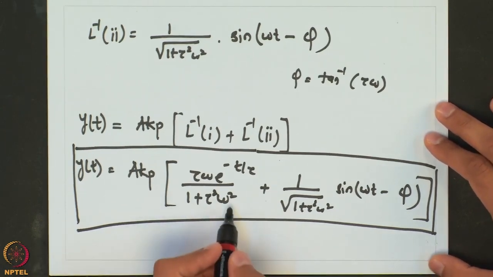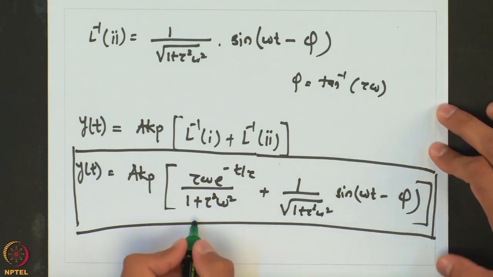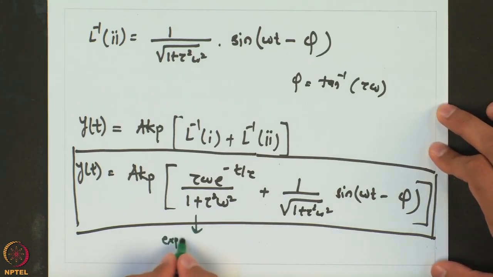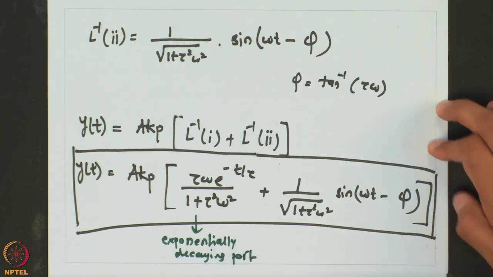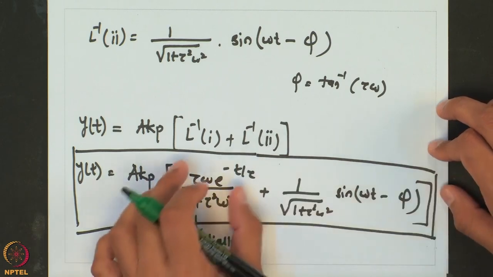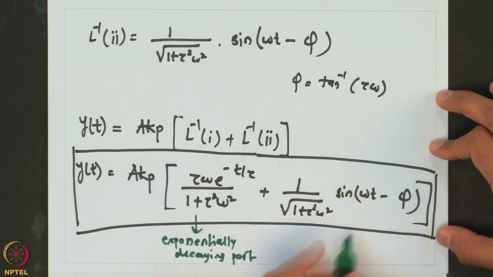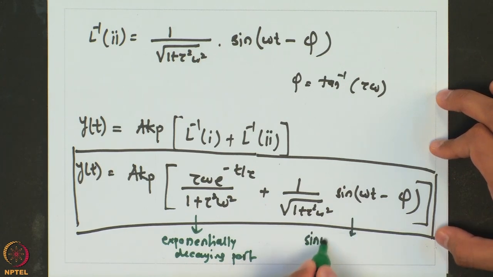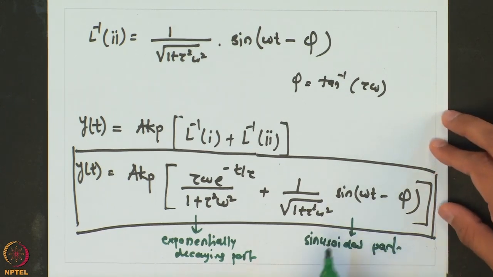The first term is an exponentially decaying function. So there are two parts to this response. So this is the exponentially decaying function. As time t goes to infinity, this part will go away, and there is a repeating or sinusoidal part to the solution. So this is a sinusoidal part, which will remain irrespective of whether we look at a very long term response.